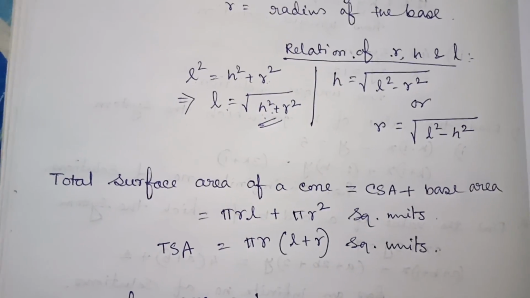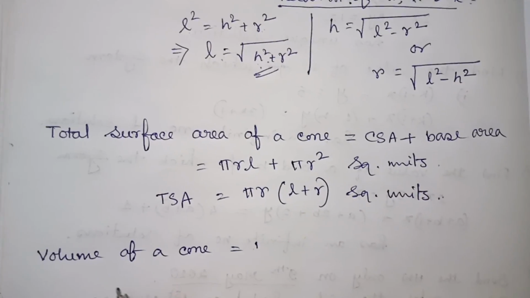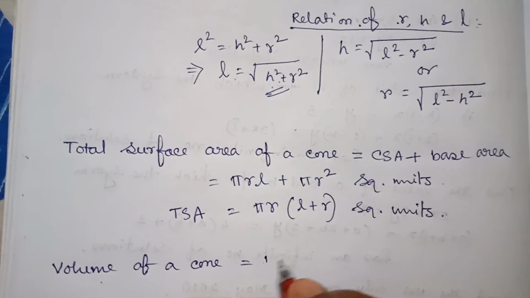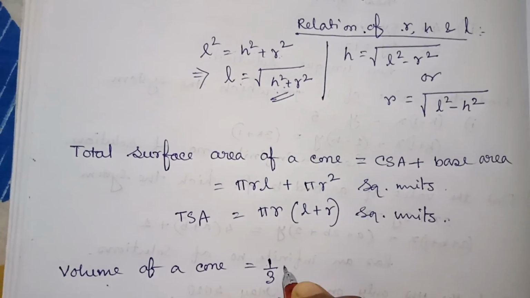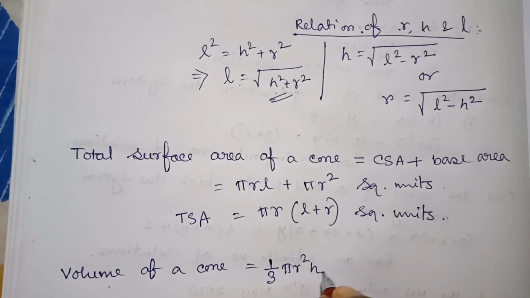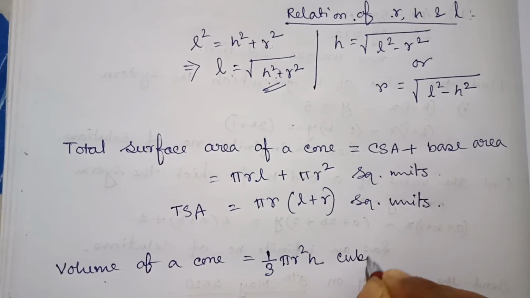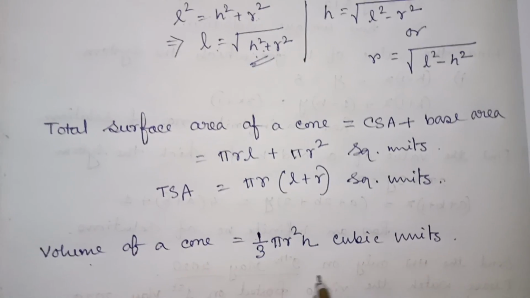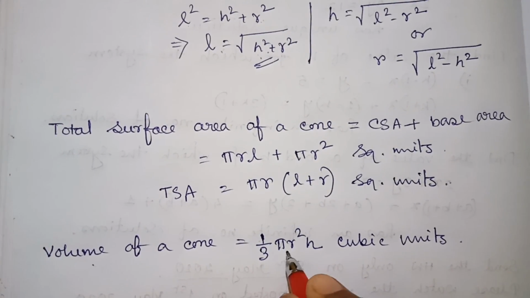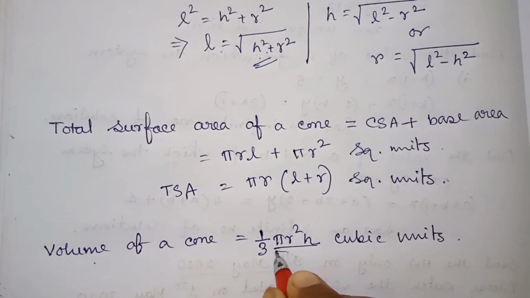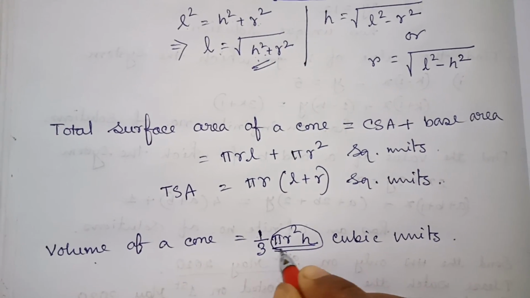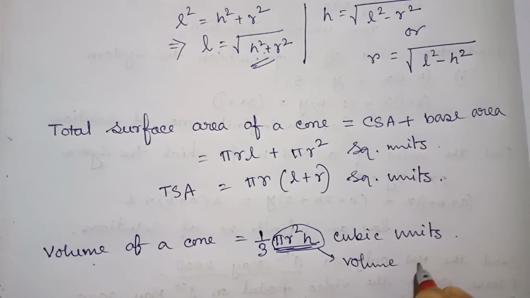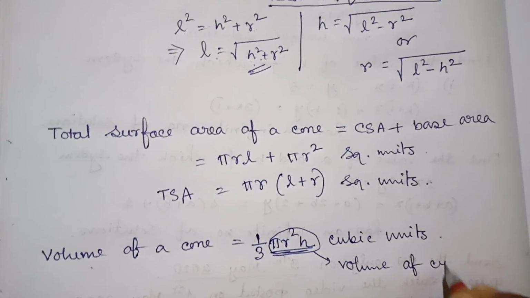Coming to the next formula, that is volume of a cone. Volume of a cone is very interesting. Its formula is 1/3 pi r square h cubic units. Now 1/3 pi r square h, you can relate to this part pi r square h. Pi r square h is the volume of a cylinder, right?